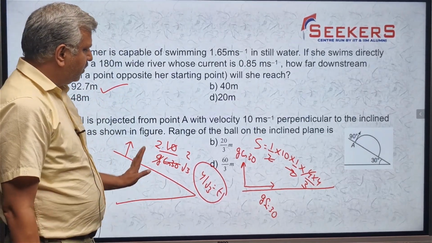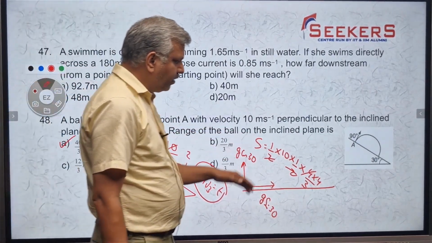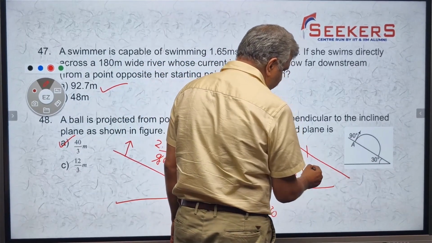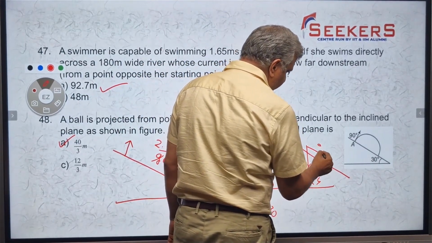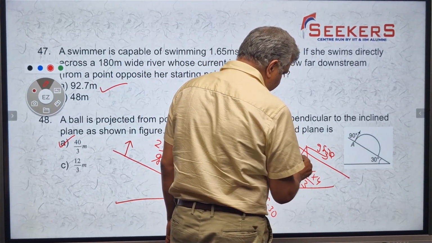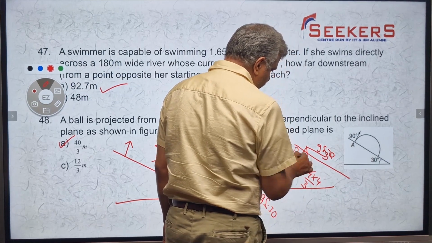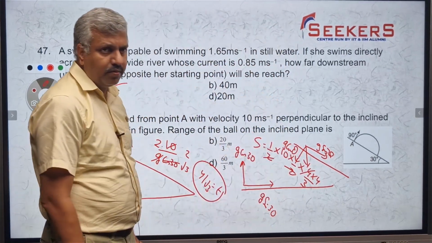Now inclined plane. In an inclined plane, this is g. So this is g sine theta and this is g cos theta. All questions will be worked out by this.